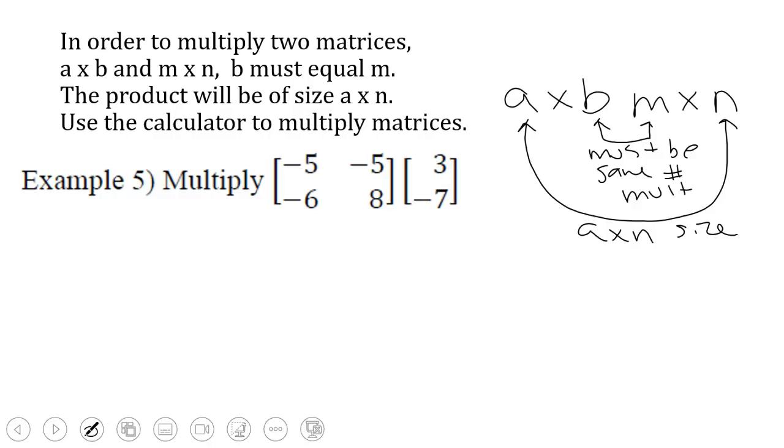All right, so let's look at it. So let's put those letters, and then you can kind of see. Let's look at the first matrix. How many rows? 2. How many columns? 2. Let's look at the second one. How many rows? 2. How many columns? 1. So are these numbers the same? Yes. So we can multiply. And then our answer is going to be formatted into a 2 by 1. So our answer is going to be 2 rows and 1 column.